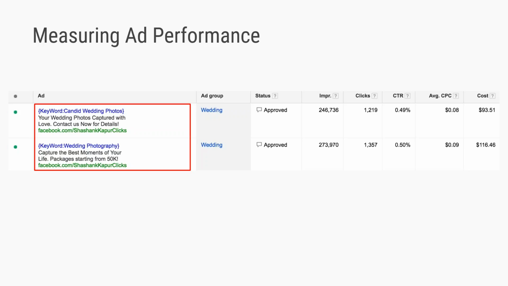So when you look at your account, your campaigns and ads, you will see a stark difference between the ad performance. Let's say in this case the ad which says packages starting from 50K has a higher click-through rate or is getting higher conversions or sign-ups. In that case, I might want to pause the first one and keep only the second one active, or maybe test different variations which talk about packages.